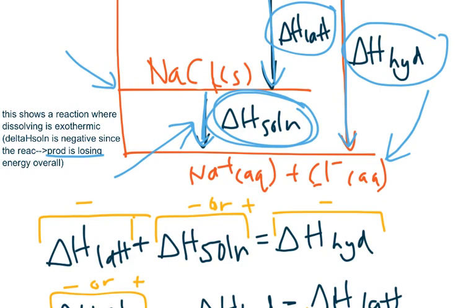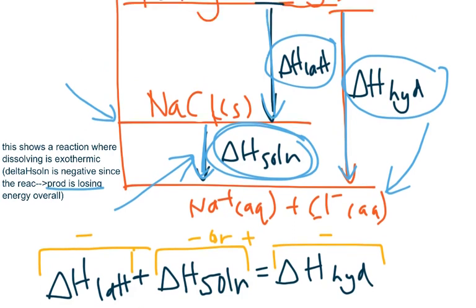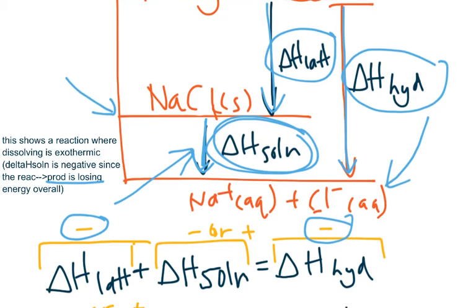So we can conclude that the delta H of lat plus the delta H of solution will equal the delta H of hydration. The delta H of lat will always be negative, the delta H of hydration will always be negative, and if you want to know why, just read the explanation above and read it really carefully. And the delta H of solution can either be positive or negative.